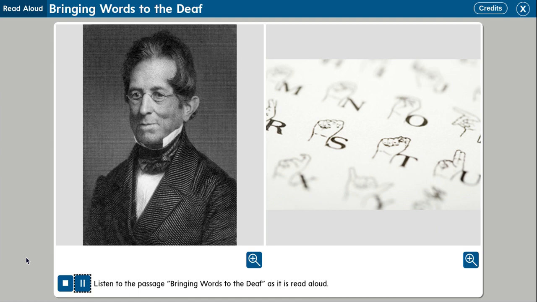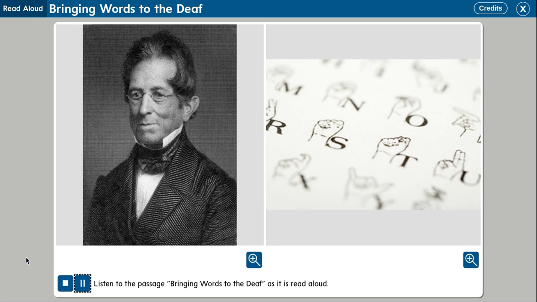Thomas Hopkins Gallaudet. Thomas Hopkins Gallaudet was born in 1787, grew up in Connecticut, and studied to become a pastor. In 1815, Gallaudet's neighbor came to him concerned about his young daughter, Alice Cogswell, who was deaf. How could she be taught if she was unable to hear language? He asked Gallaudet for help.